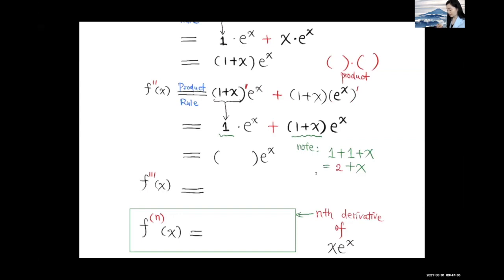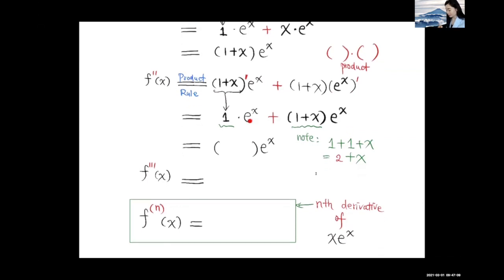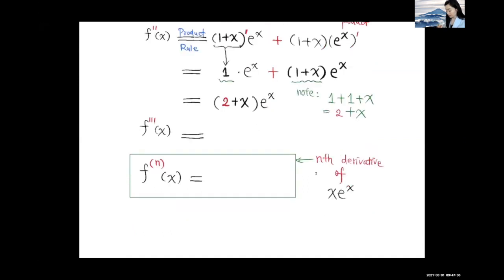Now again, these two have the common factor, e to the x. We can take out this common factor, e to the x. Now we combine this 1 plus 1 plus x. 1 plus 1 plus x is 2 plus x. So we put 2 plus x over here. Okay, so that's the second derivative.